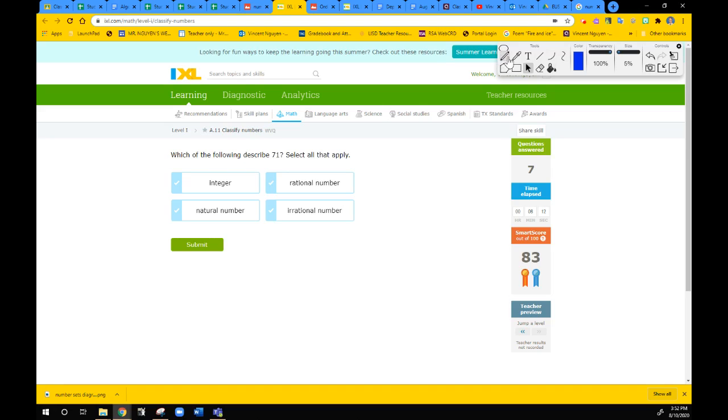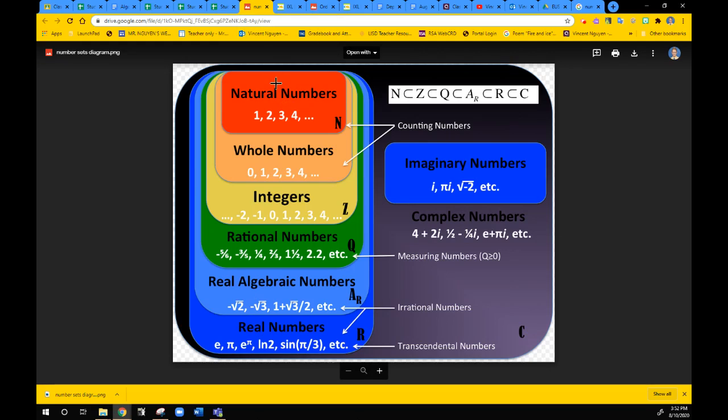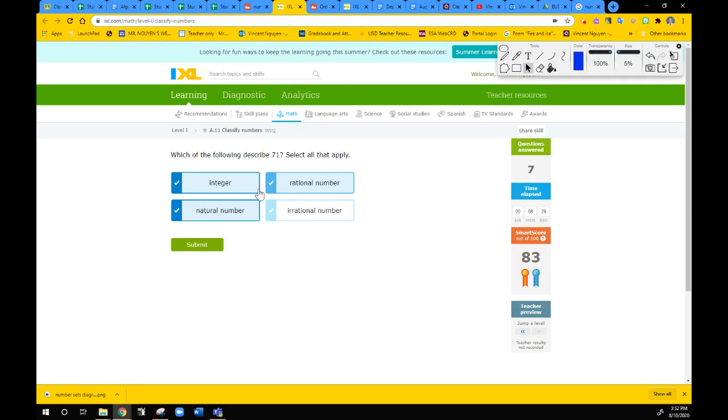Next one, which of the following describes 71? 71 is a whole number, right? We know it's a whole number. It is also natural. It is also an integer. It is also a rational number, okay? Because if you take a look over here, whole numbers and natural numbers belong to all of these, right? So if you are natural, you are an integer. You are a rational number, okay? So we're going to select all of these choices here.